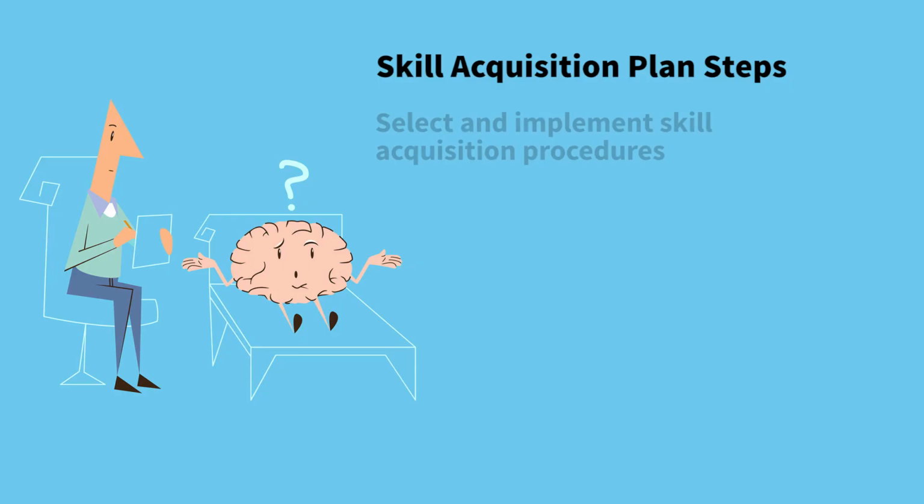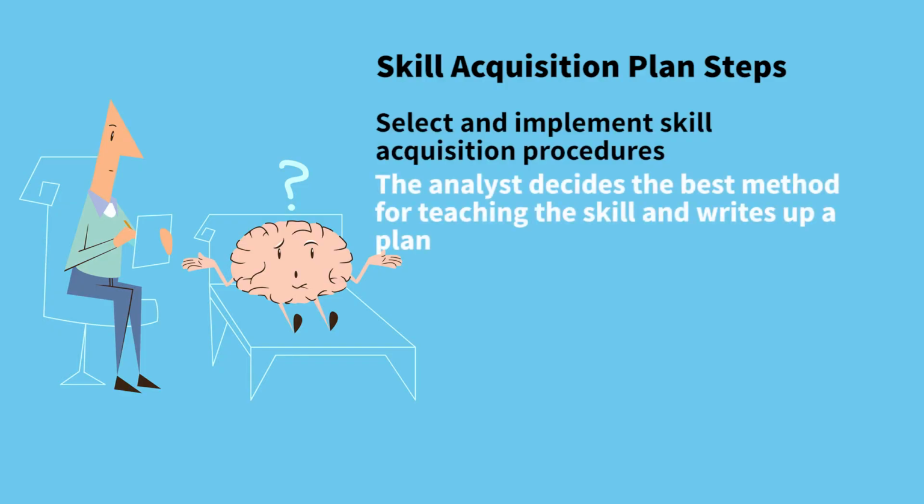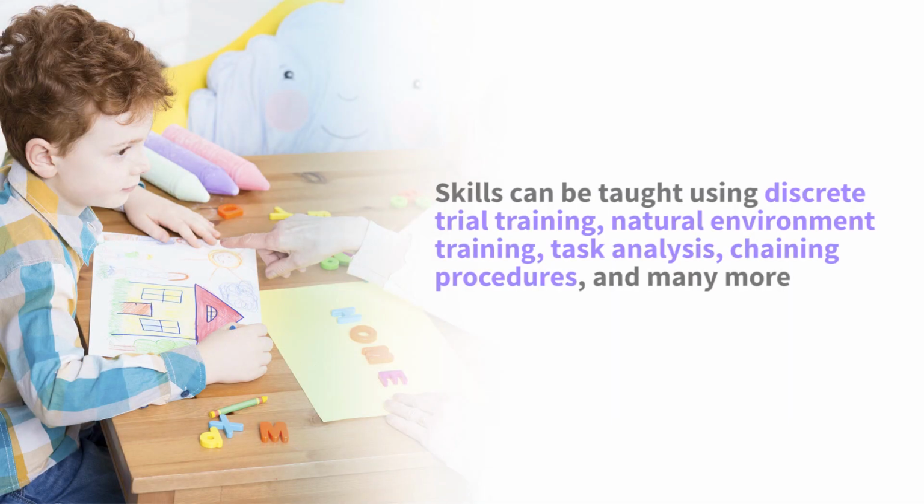5. Select and implement skill acquisition procedures. Here, the analyst decides the best method for teaching the skill and writes up a plan. Skills can be taught using discrete trial training, natural environment training, task analysis, and chaining procedures, and many more. Once a skill acquisition plan is created by the analyst, the technician implements the program as instructed during each therapy session.